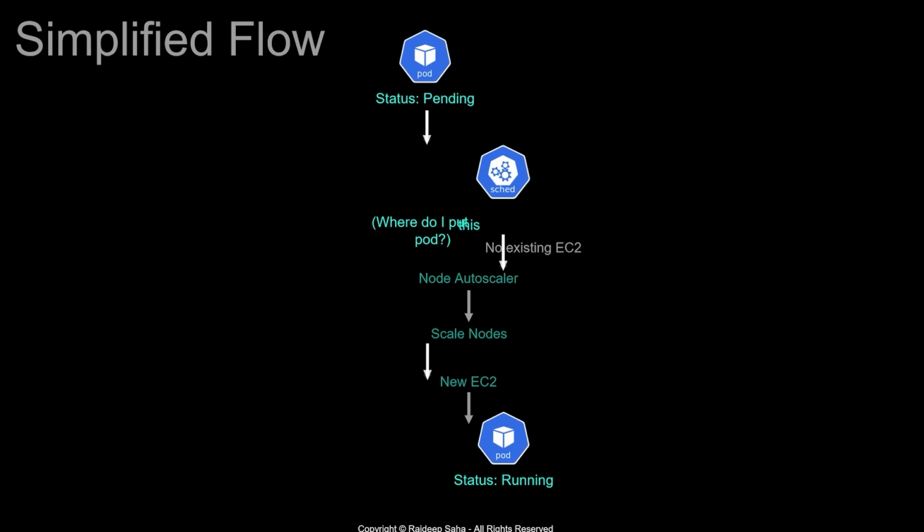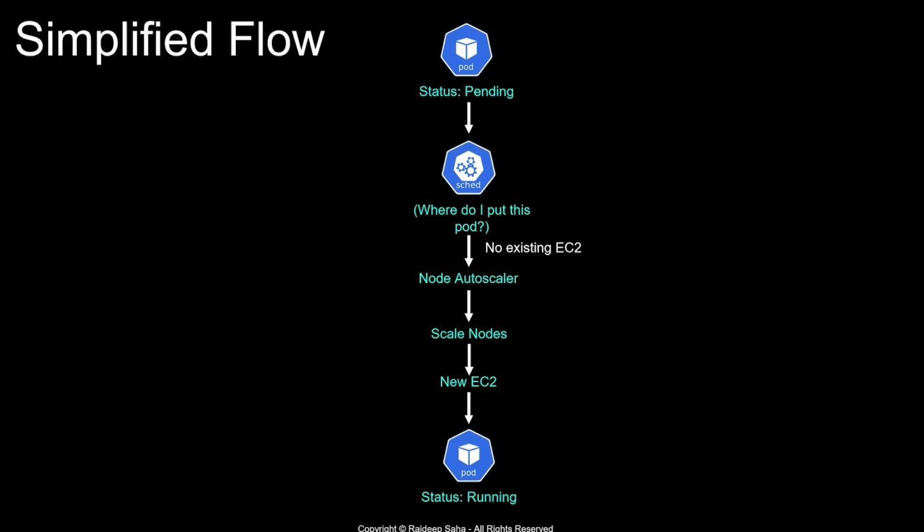Throughout this course, we are going to use a simplified flow. So the pod goes to pending, and the scheduler checks, where do I put this pod? No existing EC2s are available. So then the node autoscaler comes in, scales nodes, new EC2s come up, and the scheduler then schedules that pod into the new EC2, and the pod status becomes running.